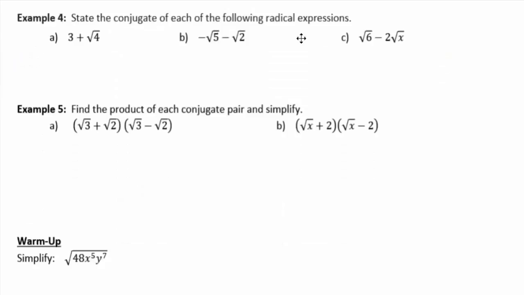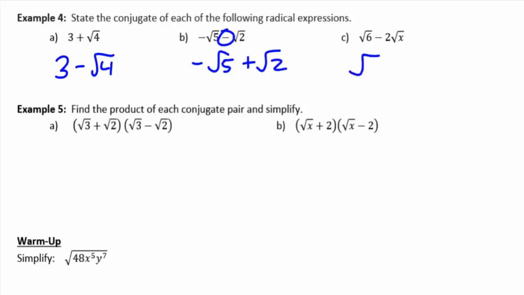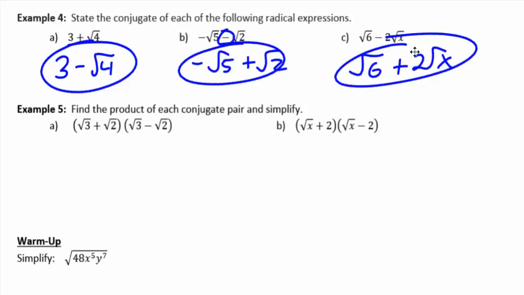Example 4 just wants the conjugate. 3 plus radical 4, 3 minus radical 4. This would be negative radical 5 plus radical 2. You just change the sign in the middle. You don't change that one. Just the sign in the middle would make it a conjugate. And this one would be radical 6 plus 2 radical x. It's that simple. Okay, that's finding the conjugate. Done, done, done.